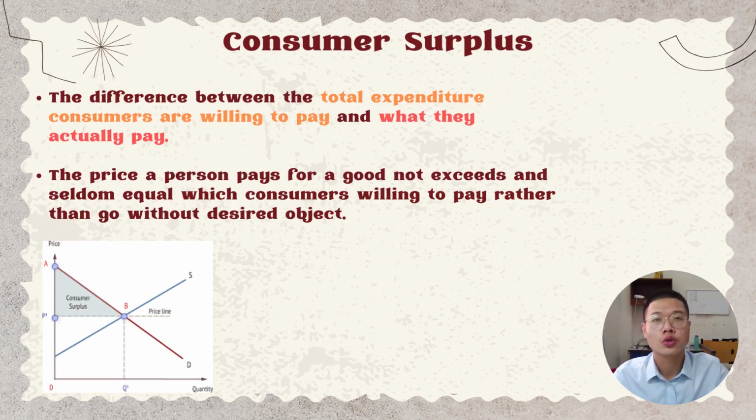Next, let's move on to consumer surplus. Consumer surplus is the difference between the total expenditure consumers are willing to pay and what they actually pay. The price a person pays for a good does not exceed, and seldom equals, what the consumer is willing to pay rather than go without the desired object. Take for example, let's say that you want to buy an AirAsia ticket for a flight to Disneyland during school holiday week for 100 ringgit, but you were expecting and willing to pay 300 ringgit for one ticket. The 200 ringgit will represent your consumer surplus.